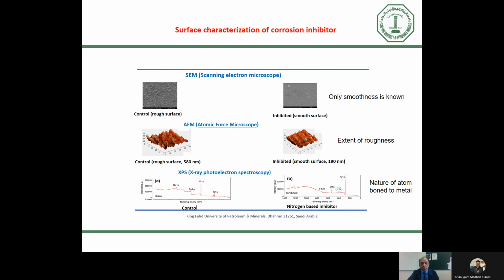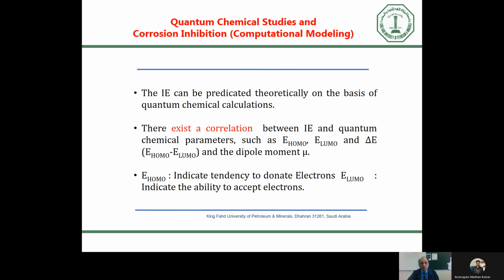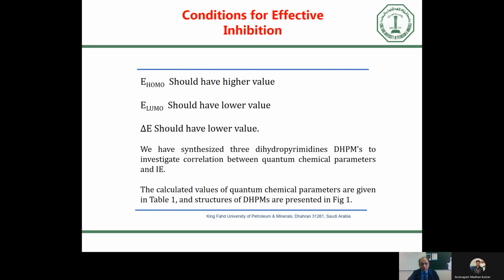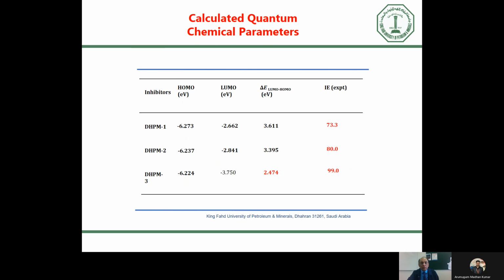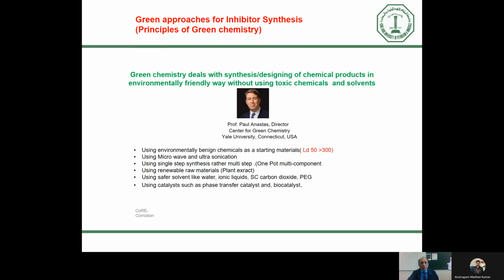Similarly, with X-ray photoelectron spectroscopy, we can find out the nature of the element adsorbed on the metal surface. Theoretical methods, quantum chemical methods, are also used for evaluating corrosion inhibitors, but I will not take this up, as I think it is not appropriate at this conference. These are very important things.